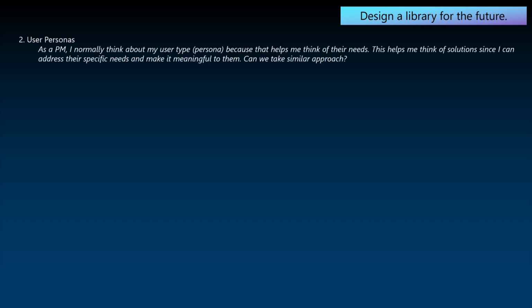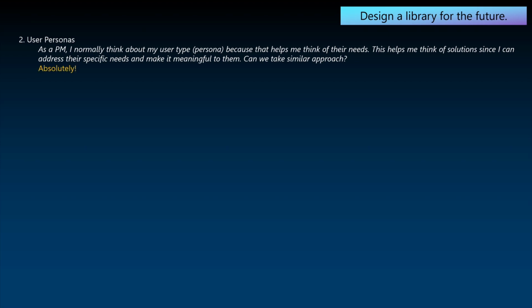So now that you know about the business situation and the objectives, it's time to think about different users and their problems in greater detail. So we'll move into step 2, which is to identify user personas. As a PM, I normally think about my user types or personas because that helps me in thinking of their needs. This helps me in thinking of solutions since I can address their specific needs and make it meaningful for them. So can we take a similar approach? And that's where, let's say, the interviewer says absolutely.